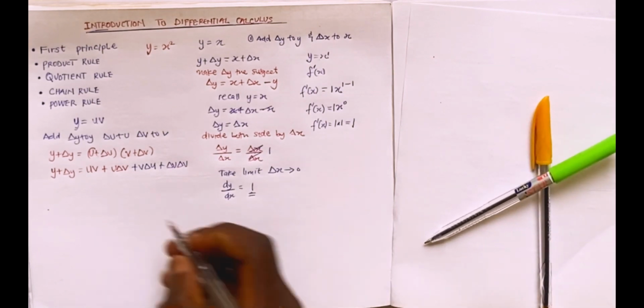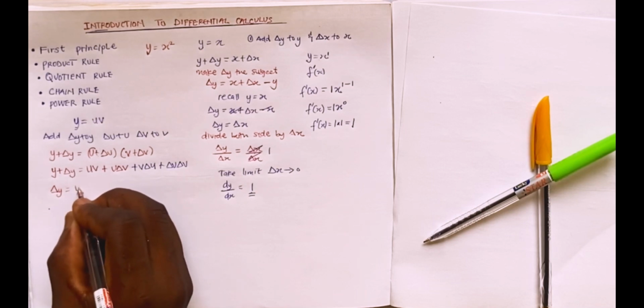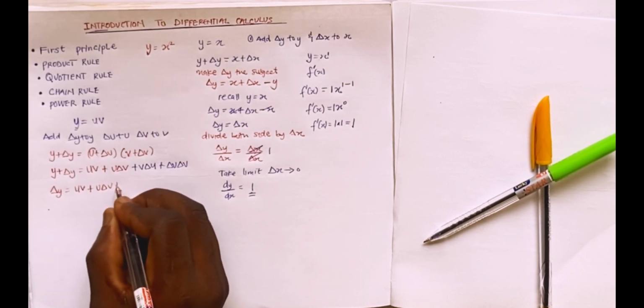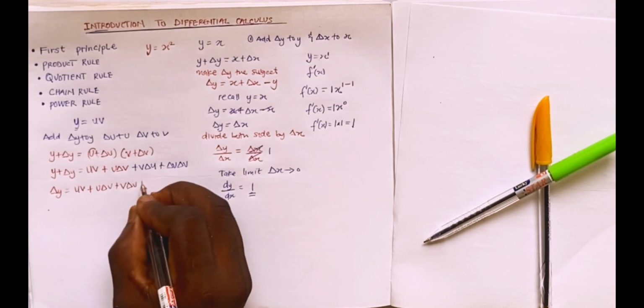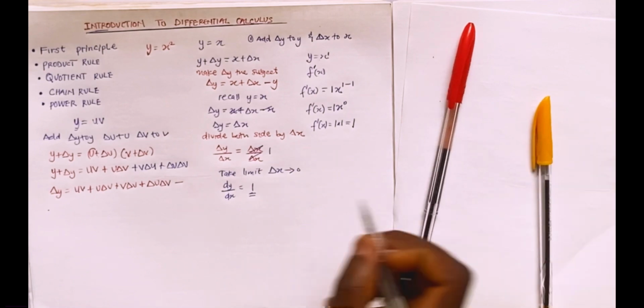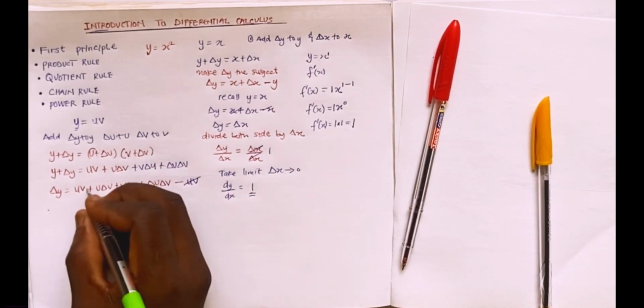So the next one is that I'll make delta y the subject of the formula. I'm going to have delta y equals uv plus u delta v plus v delta u plus delta u delta v, minus my y. My y is uv. So here my uv will cancel out this.